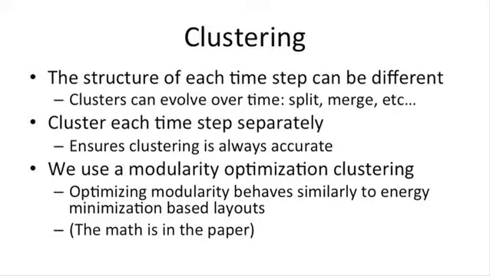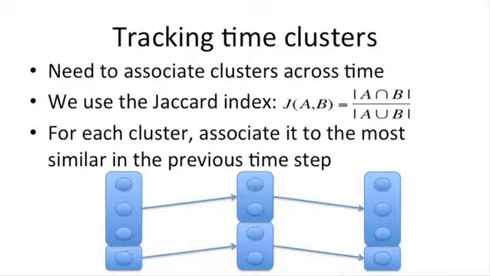The math is in the original paper. I'm not going to go over it too much because that's a fairly common modularity clustering algorithm. But we use a Jaccard index to do this association, to basically say, okay, if there's no intersection, obviously they're not connected. If there's a 90% intersection, they're most likely going to be connected. And that's basically what the Jaccard index measures. And we have a fairly efficient algorithm to compute that.